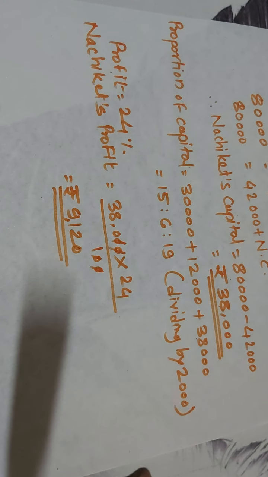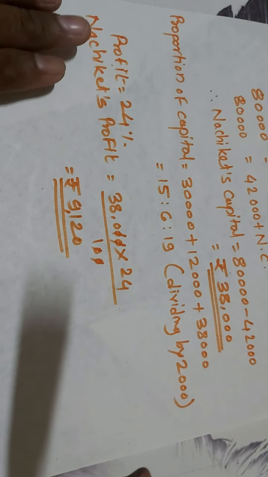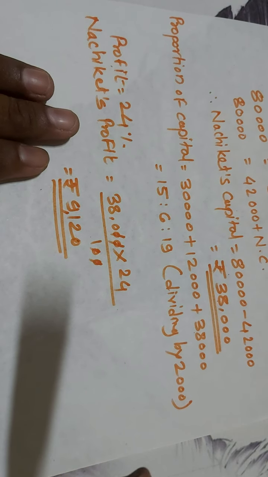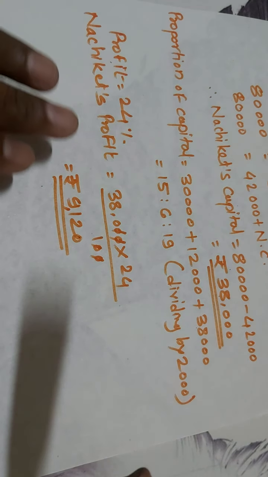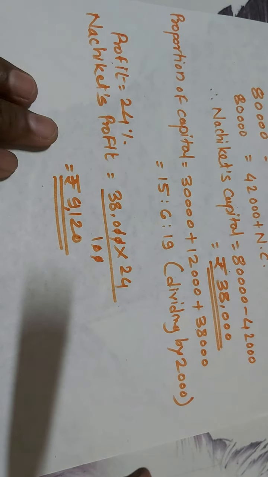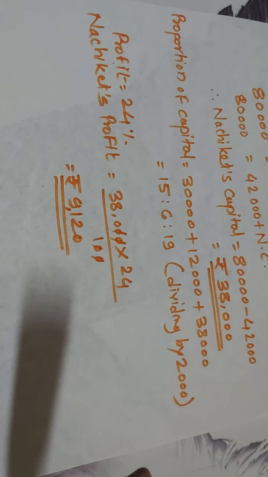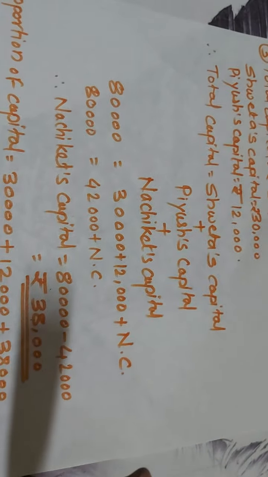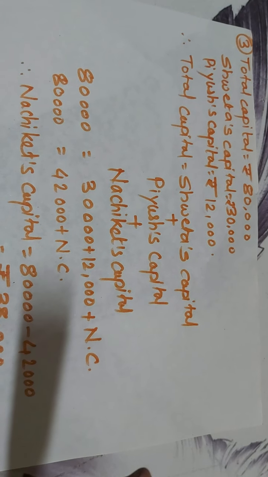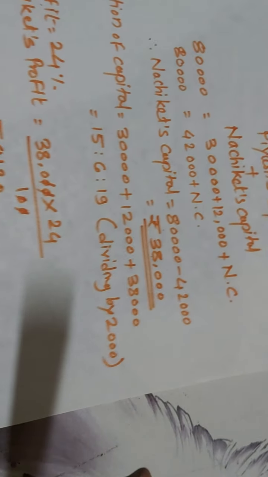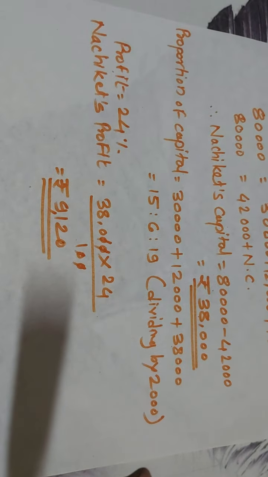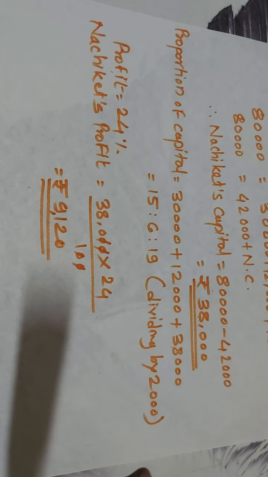See students, again here they ask only Nachiket's profit share, not Shweta and Piyush. So we found only Nachiket's profit. Okay, then I will again adjust the page, then you can take a screenshot. Okay, so now students will see the next example.